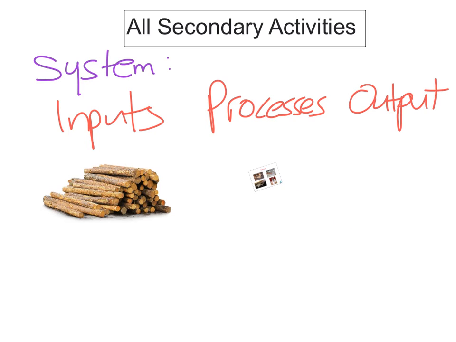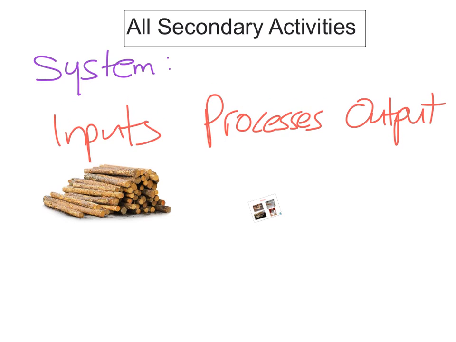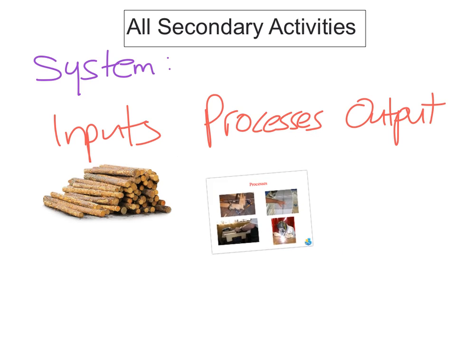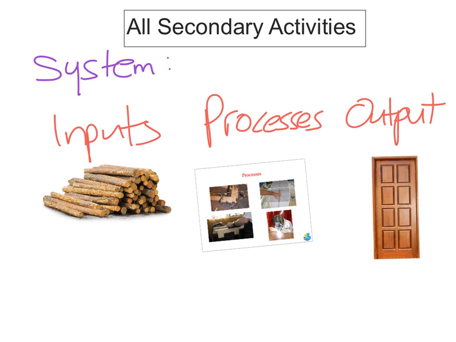The process is how we actually make it, and a good way to remember a process is it usually ends in ing. Okay, so you might be sanding, gluing, sawing, and so on. So if it ends in ing, there's a good chance that's a process. And then the output would be the door or the window, or whatever the good is that you're making at the end.